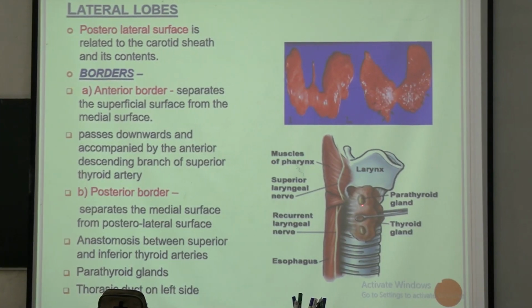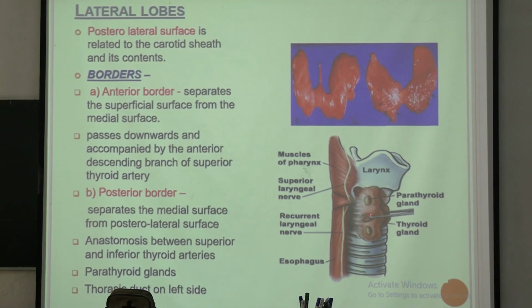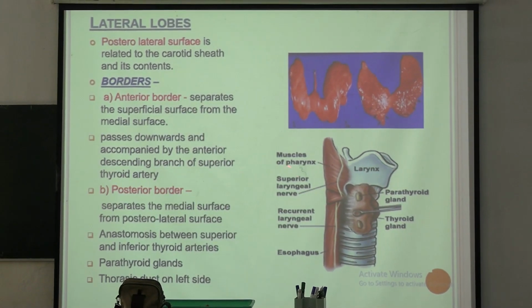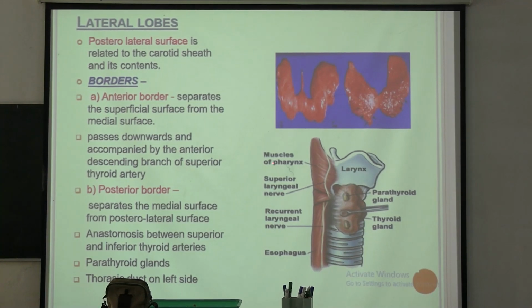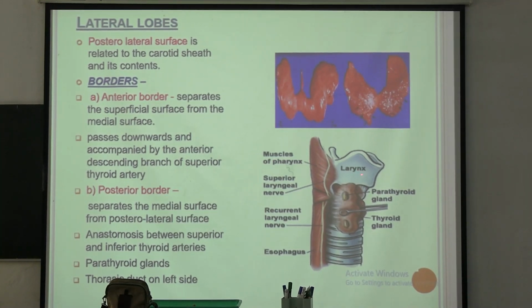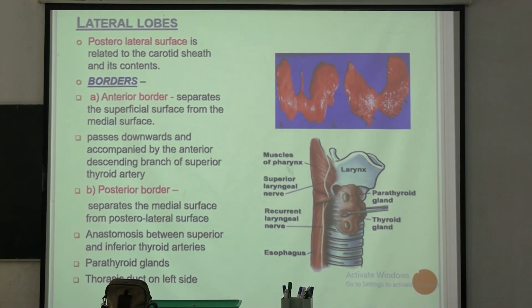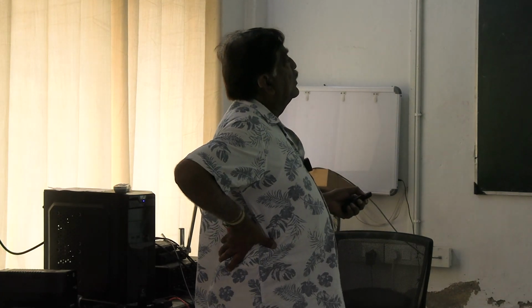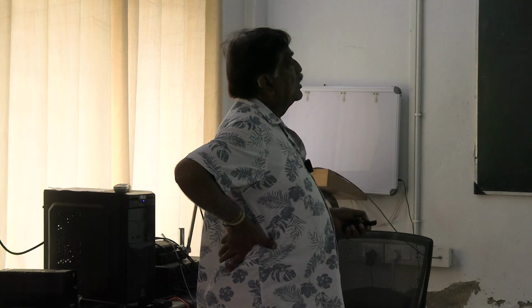See, this is the parathyroid gland, this is the thyroid gland, this is the recurrent laryngeal nerve, this is the esophagus, superior laryngeal nerve, and muscles of the pharynx, this is the larynx. Now, isthmus connects both the lobes across the midline, this is the isthmus. Vertical and transverse diameter are 1.25 centimeters. Present two borders, upper and lower border. This is upper border and lower border.